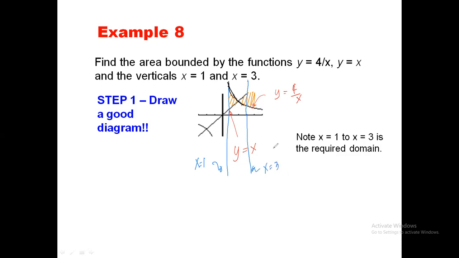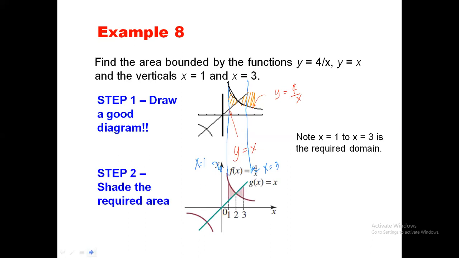Okay, but the area is more or less the same in shape as the one that I have drawn. Your required domain is from x equal to 1 to x equal to 3. So this is the area. So you have two areas.